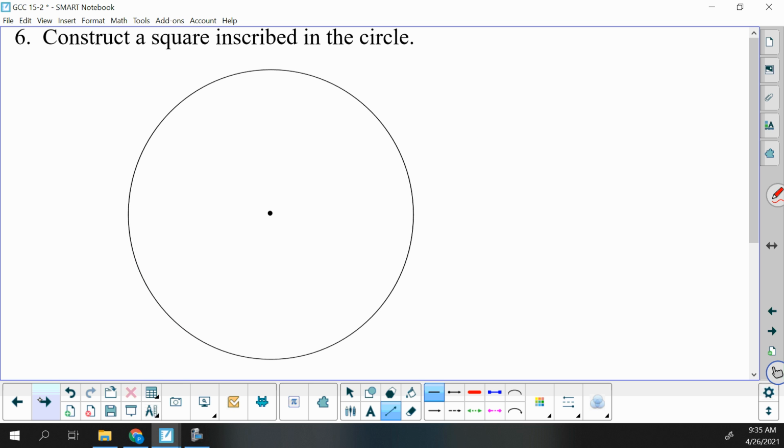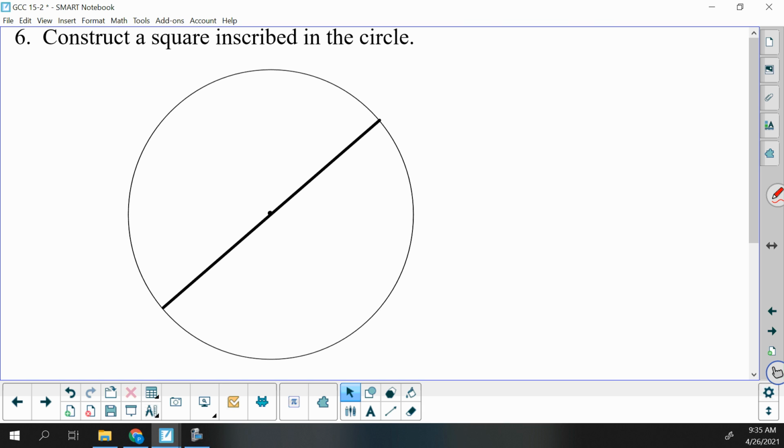All right, in our last one, we're going to construct a square that's inscribed in the circle. First thing with our straight edges, we want to draw a diameter. Remember, the diameter has to pass through the center. So construct any diameter that you want. In a square, the diagonals should be perpendicular to one another. So they also bisect each other, so we're going to do the perpendicular bisector of that diameter.